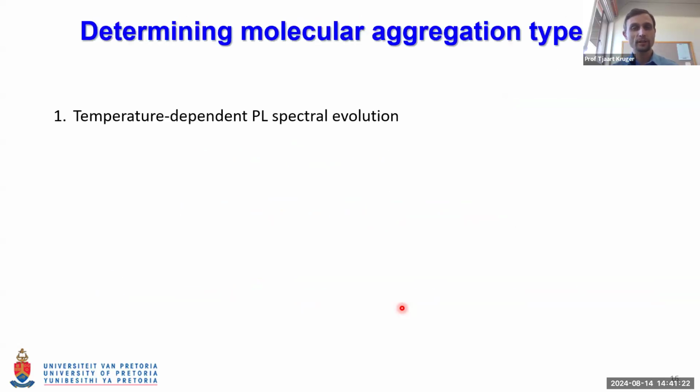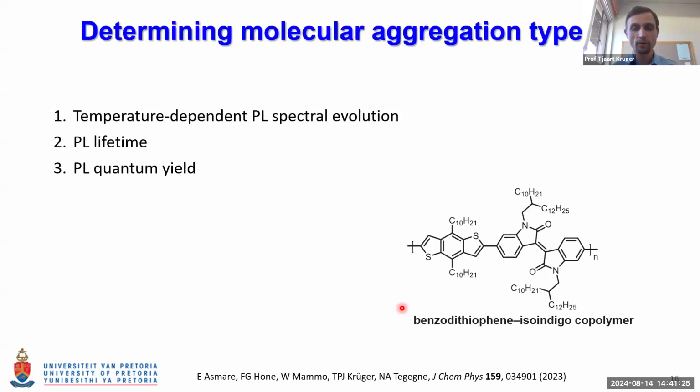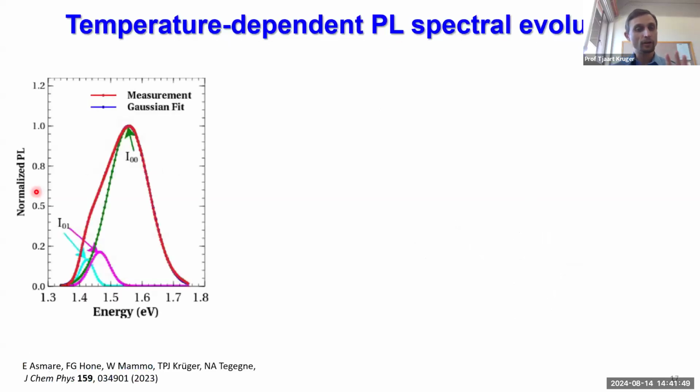This was a study that I did in collaboration with the team at Addis Ababa University under the guidance of Niwe Degagne, published last year on this specific polymer, which is called the benzodithiophene isoindigo copolymer. We considered all these three different ways to distinguish between H and J aggregates in the system. Here are some experimental spectra that are fitted with Gaussian functions, and one can see the dominant band corresponding to the 0-0 transition, and also some side bands.